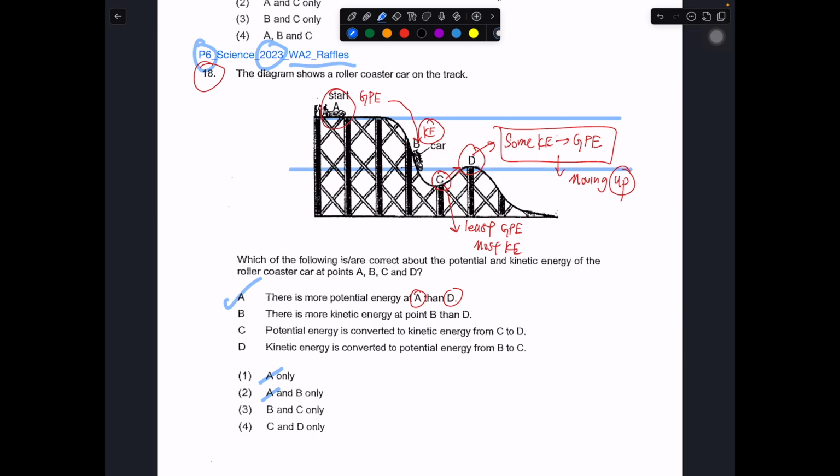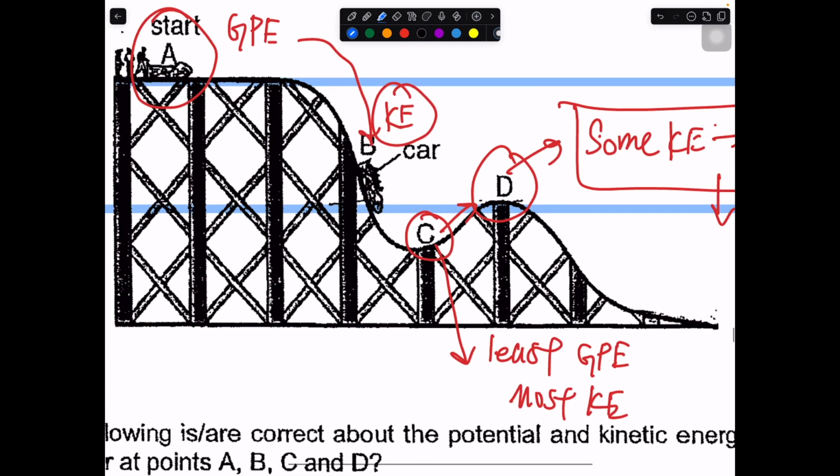There's more kinetic energy at B than D. You take a look at this part. There's more kinetic energy at B because this part over here is falling. It comes from A, which has the most GPE, converted to most KE. So over here, this part should have more KE. Not because of this height, but because it's really falling down and the speed must be really fast at this height.